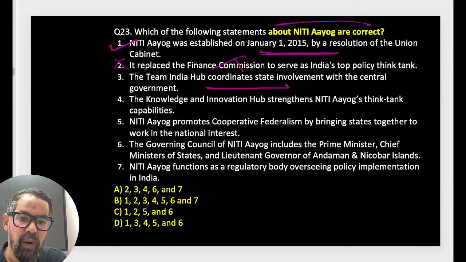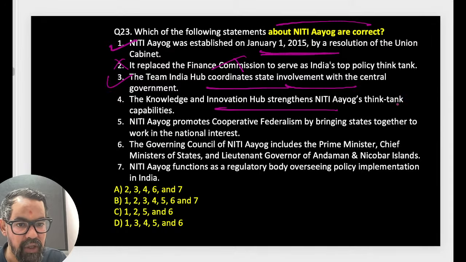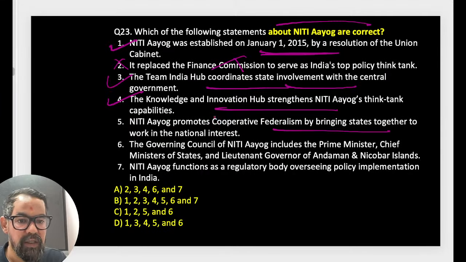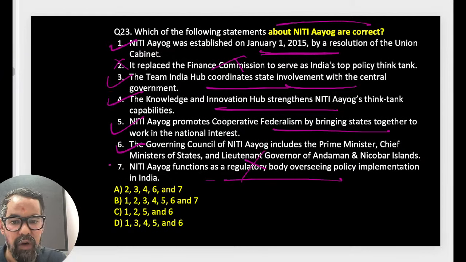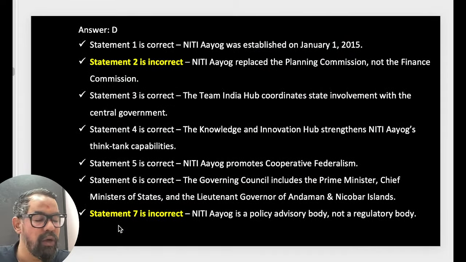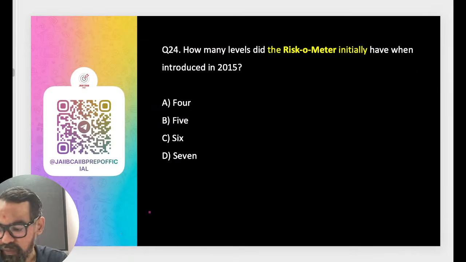The Team India Hub coordinates state involvement with the central government. Knowledge and Innovation Hub strengthens the Niti Aayog think tank capabilities. Niti Aayog promotes cooperative federalism by bringing states together. True. The governing council of Niti Aayog is led by the Prime Minister and others. Niti Aayog functions as an advisory body. So what are you guys suggesting? D, 1 3 4 6. 100%. Option D will be the right answer for this particular question. Well done, guys. Next one.